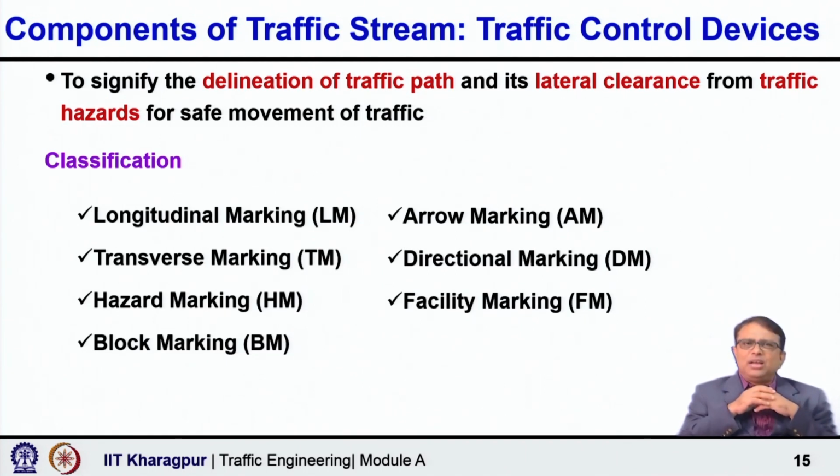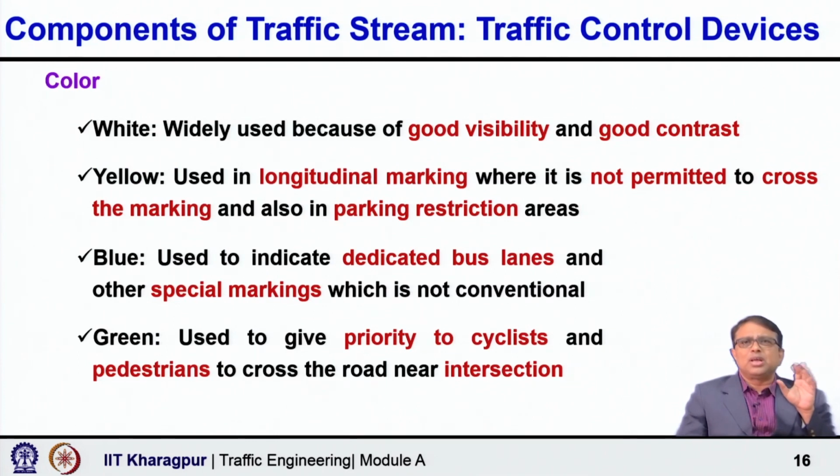Marking can be classified in so many ways. There are so many classifications: longitudinal marking, transverse marking, hazard marking, block marking, arrow marking, directional marking, then facility marking. So many different types of markings are there. Again, you may refer to that Indian Roads Congress guideline to know more, but these are all different types of markings which are used. Multiple colors are permitted.